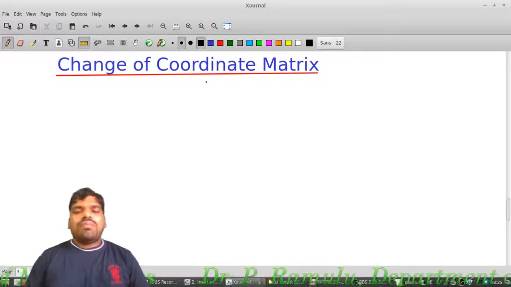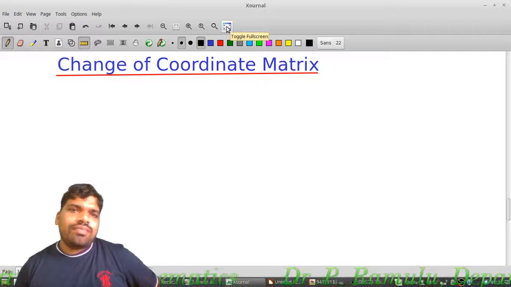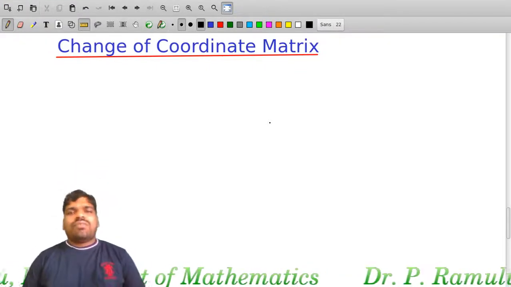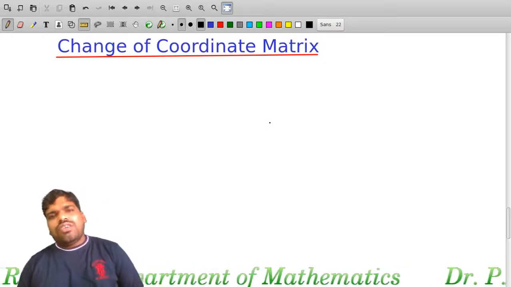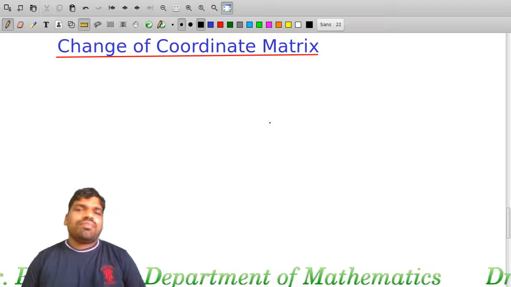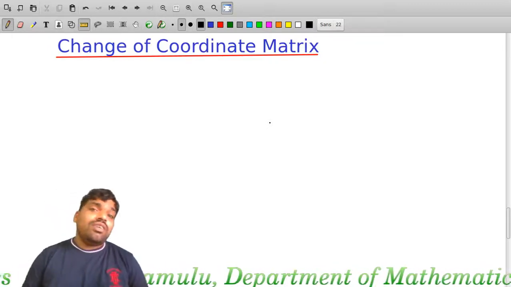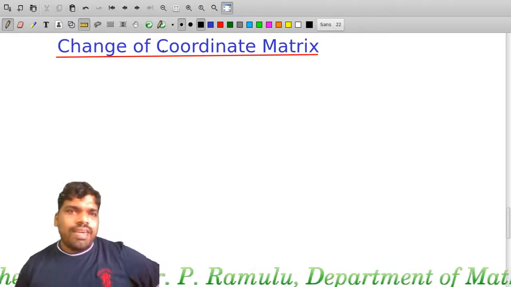We will discuss the problems of change of coordinate vectors. I want to solve another problem by using change of coordinate matrix. What is the change of coordinate matrix? Just now we have already discussed the coordinate vector. Now I want to define the change of coordinate matrix.